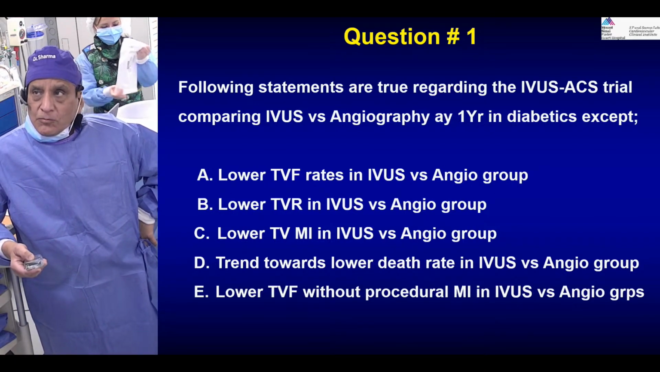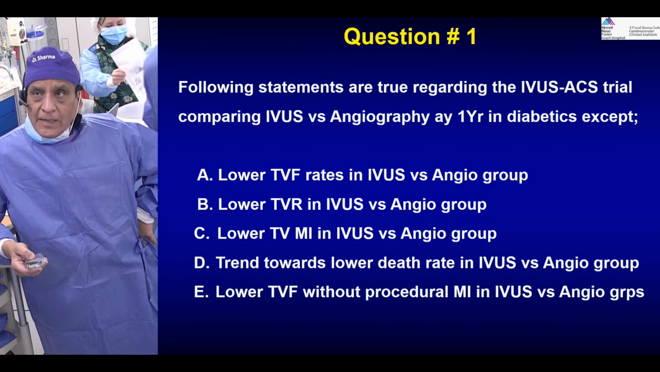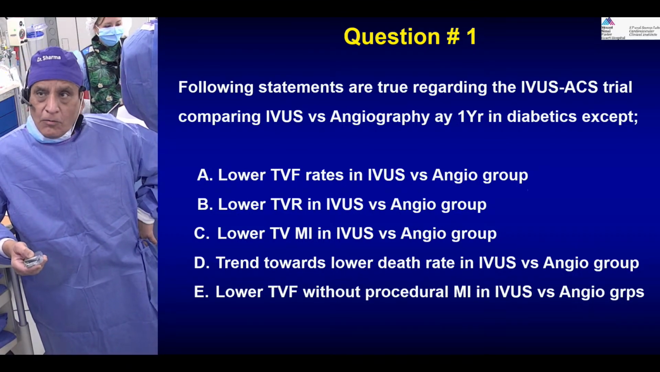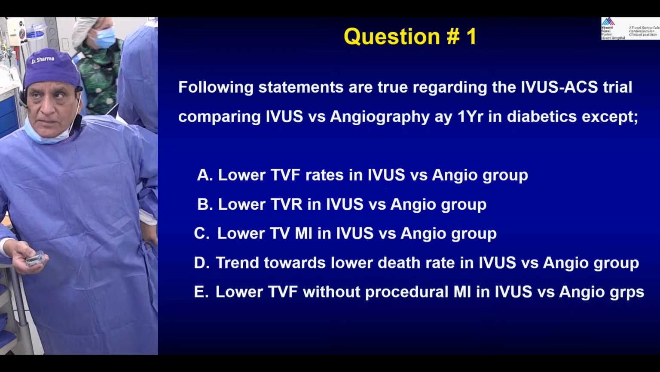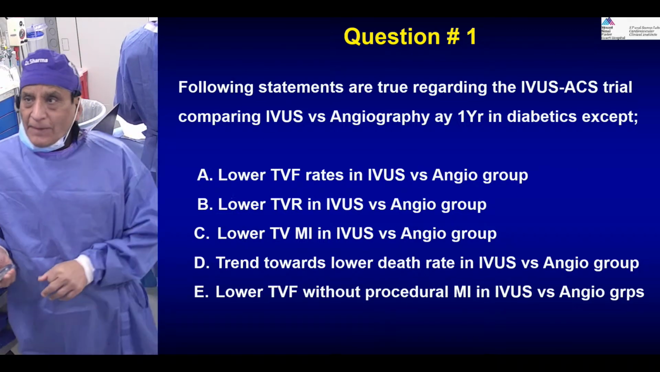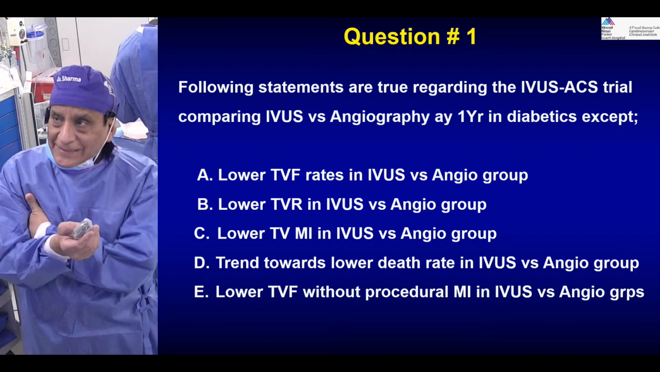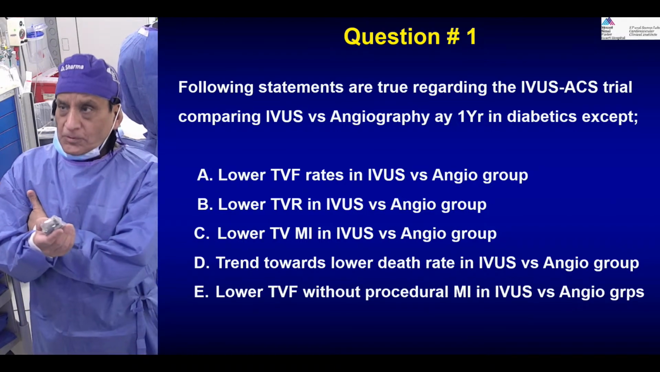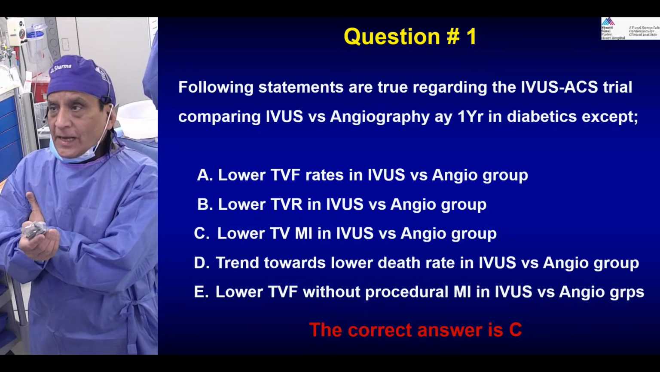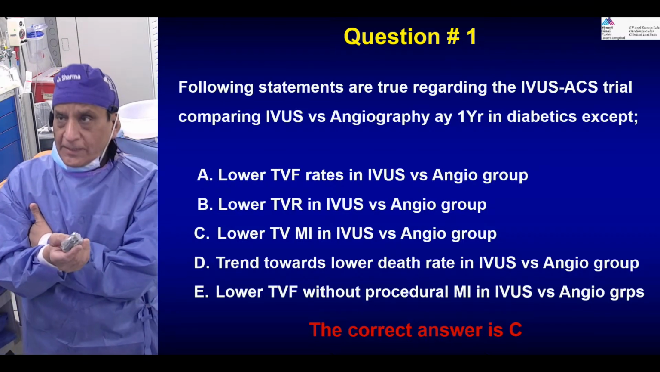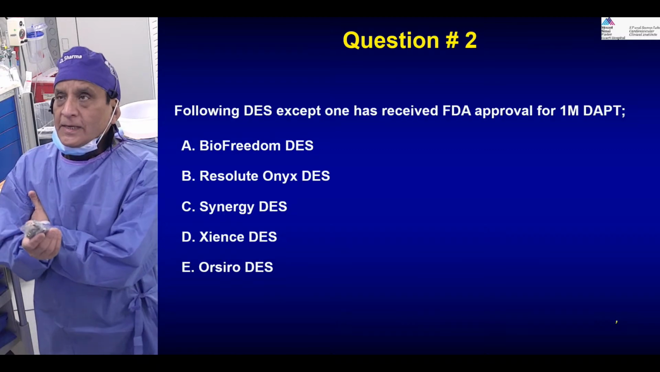Which of the following statements are true regarding the IVUS-ACS trial, comparing IVUS versus angiography at 1 year in diabetic patients: lower TVF rates in IVUS versus angiography, lower TVR in IVUS, lower target vessel MI in IVUS, trend towards lower death rate in IVUS versus angio, and lower TVF without procedural MI in IVUS versus angio. The answer there is C. Lower target vessel MI was not different in IVUS versus angiography in this trial.